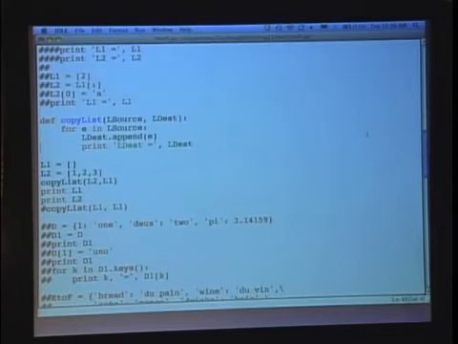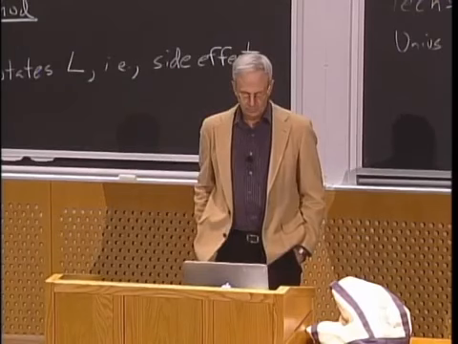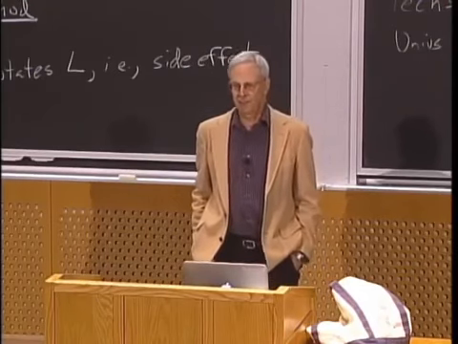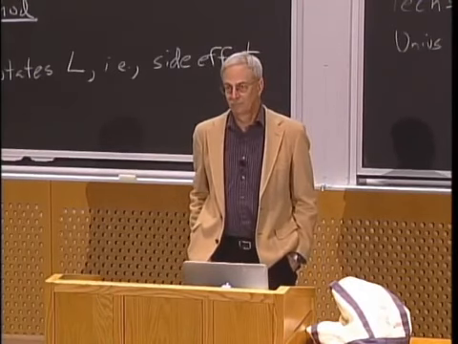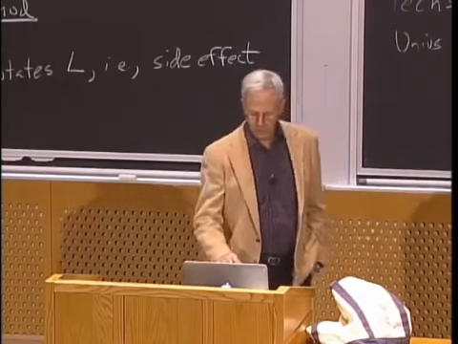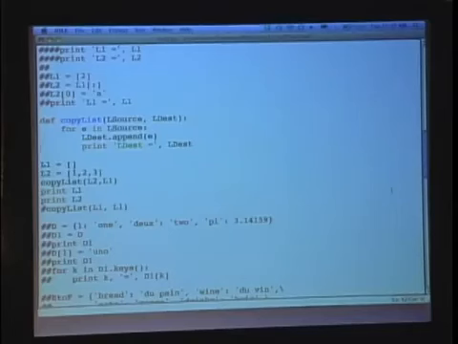So here's a function copy list. It takes a source list and a destination list. And for E in the source list, it appends it to whatever the destination list used to be. And then I'm just putting in a little print statement so we'll be able to see as it runs what it's doing. So I'm going to say L1 is equal to the empty list. L2 is 1, 2, 3. And I'm going to copy list L2 to L1, print L1 and L2.